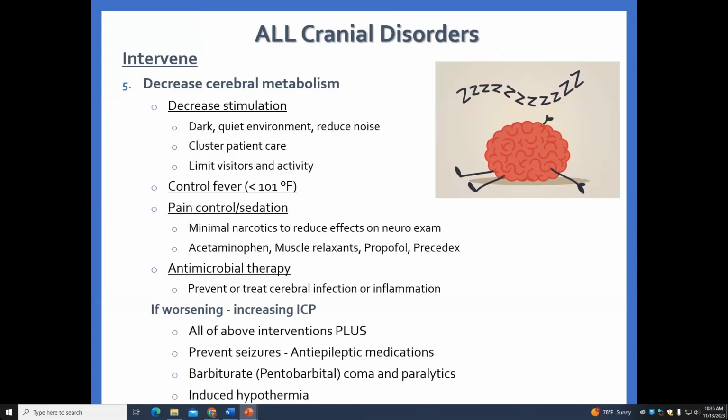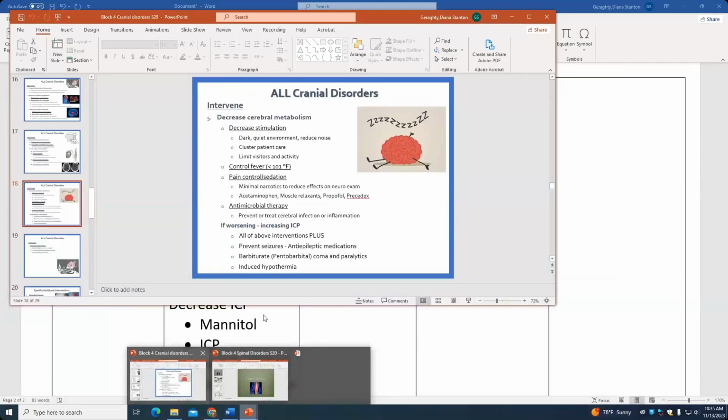And when we can't get that pain control or sedation under control, they may just decide we're going hard. We're going to put them in a coma. So let's see how we're going to put that over here on our thing.